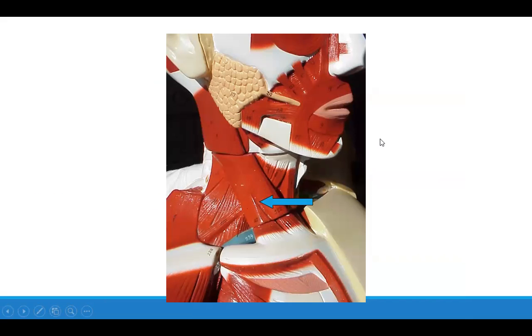But here is the big one. This is the one I showed you at the very beginning of this. This is the sternocleidomastoid. The sternocleidomastoid muscle has its origin on the sternum and the clavicle. Its insertion is on the mastoid process. When it contracts, it pulls our head to the left or right. If both sternocleidomastoid muscles contract, then our head bobs up and down. So, sternocleidomastoid.